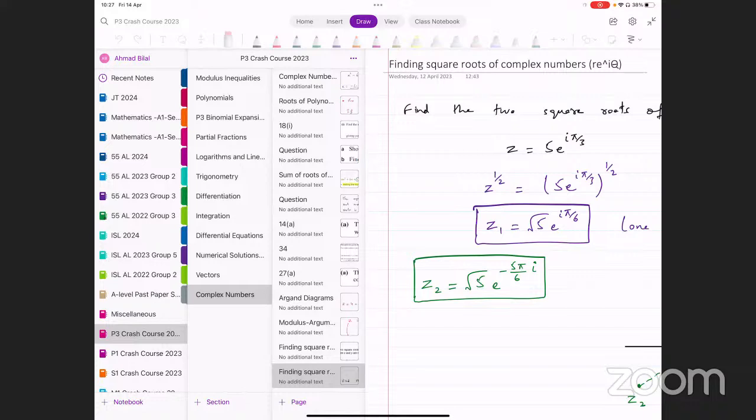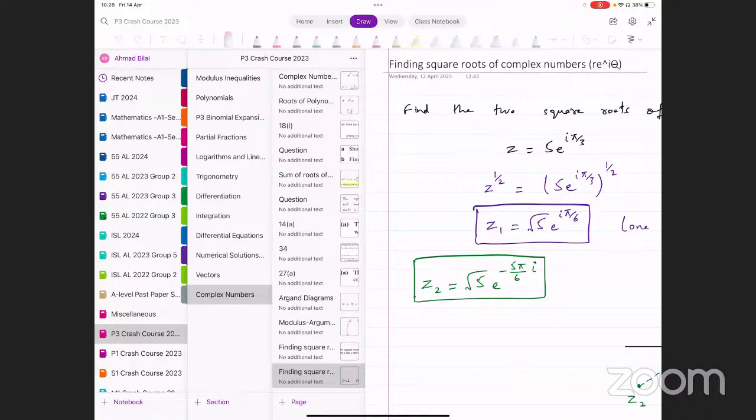So what have we done until now? In the last couple of classes, we talked about Argand diagrams. We talked about the modulus argument form of complex numbers. And we also discussed in the last session how to find square roots of complex numbers. That is what we have done in the last few sessions.